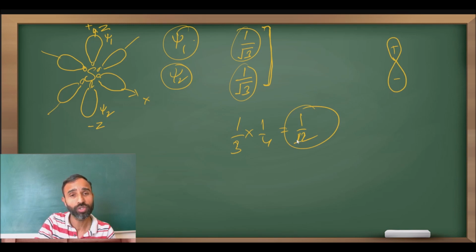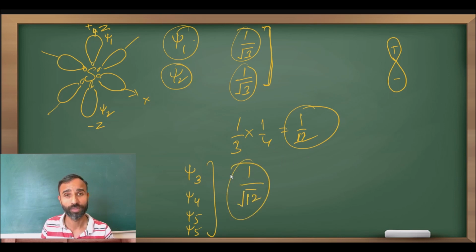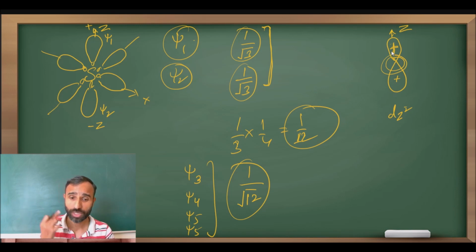1/12 contribution to each. So that means for psi 3, 4, 5 and 6, the coefficient of dz square is 1/√12. For psi 1 and psi 2, it is 1/√3. And see, for dz square, if we draw like this, then the sign of the wave function is positive on both sides because it is dz square. So that's why the contribution is positive among all for dz square.